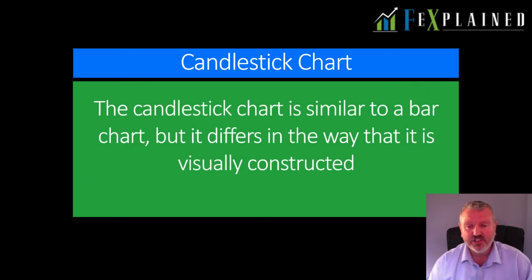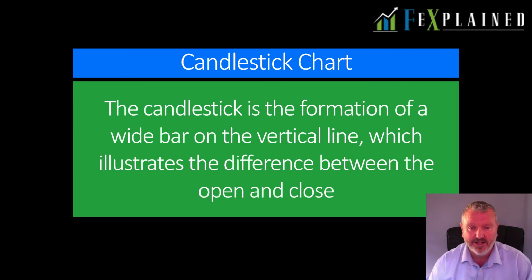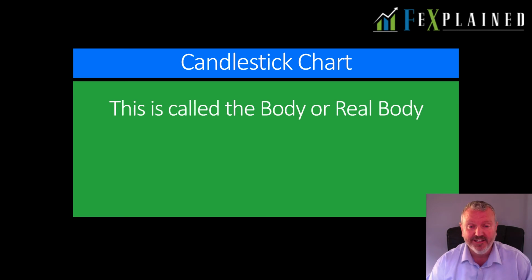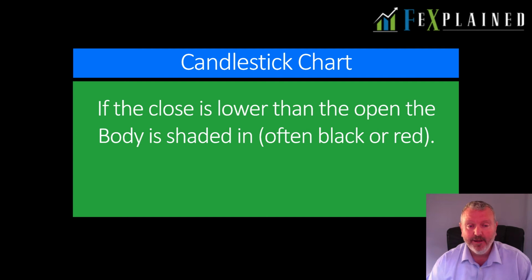So the candlestick chart is similar to the bar chart, but it differs in the way that it is visually constructed, as we've looked at. The candlestick is the formation of a wide bar on the vertical line, which illustrates the difference between the open and the close. So we looked at that there. And this is called the real body, the body or the real body of the candlestick chart. And then above and below that real body, we have what we call the shadows.